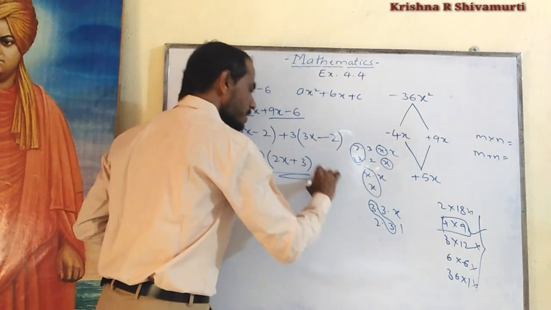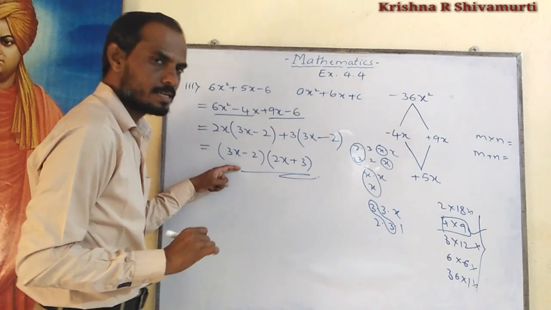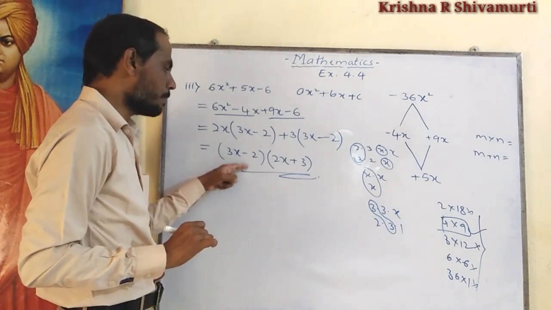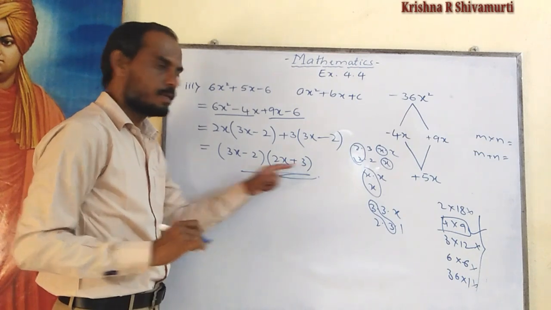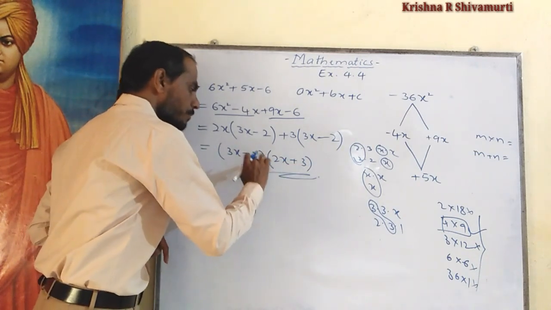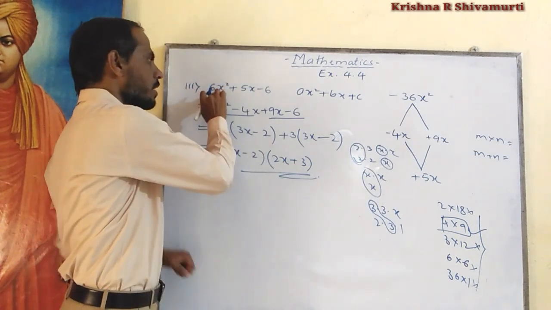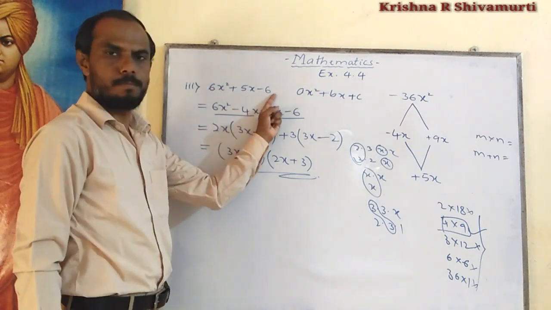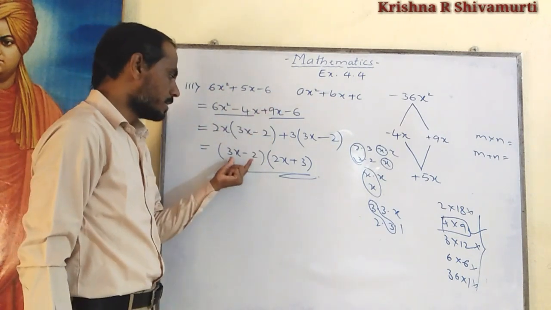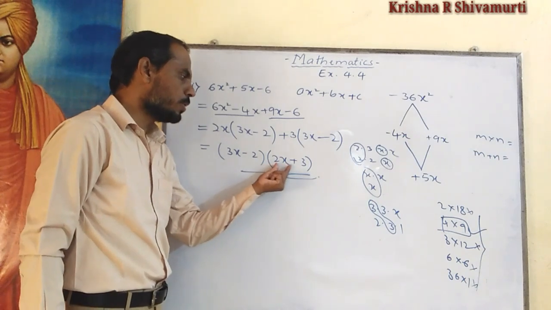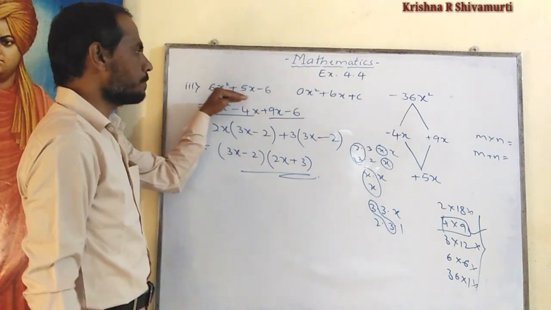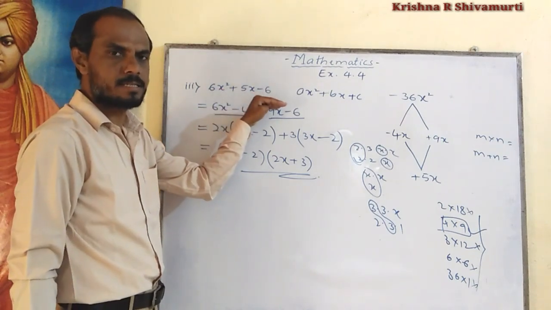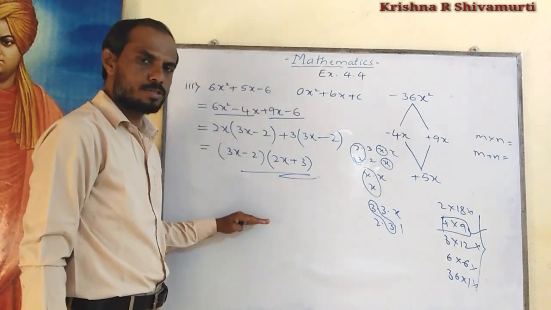Now these are the factors. After the 3x minus 2, it is 2x plus 3. These are the factors of 6x square plus 5x minus 6. Okay, 3x minus 2 into 2x plus 3 are the factors of what? 6x square plus 5x minus 6. I hope you understood this.